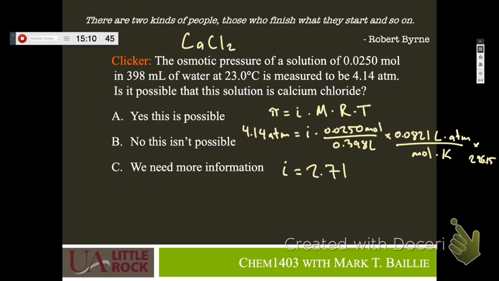That would give us the same thing. Christina? I didn't use the same equation, but instead of solving for i, I solved for the pi symbol. Great. So what did you use for your i? 3, because calcium chloride is Ca and Cl2. Okay, 3. And then I used 0.0250 moles over 0.398 liters.